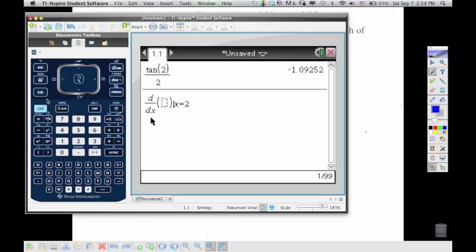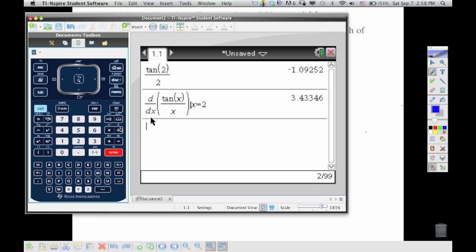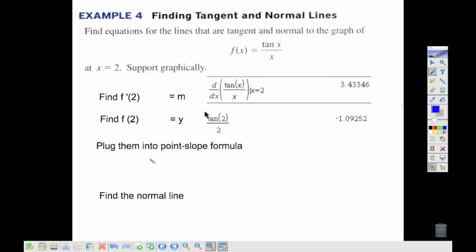Our formula then is the tangent of x over 2. Sorry, x. Make sure we're using the variable here. And that gives me 3.4364. So I'm going to plug these into my point slope formula. Notice I'm taking out y minus a negative 1.092.